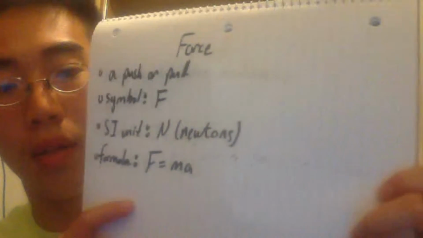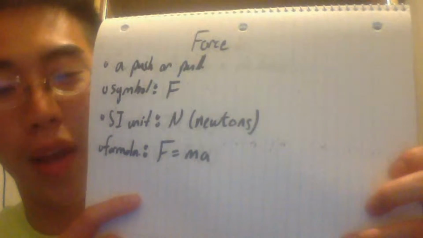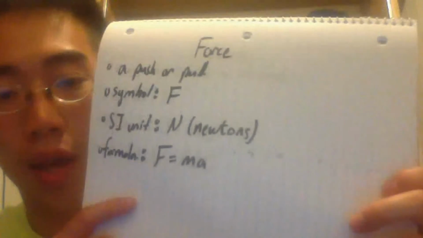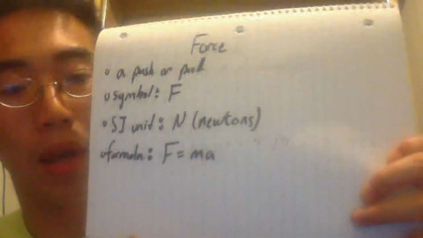And then we have force, which is defined as a push or a pull. The symbol is F. The SI unit is N, or newtons, and the formula is F equals ma, or force equals mass times acceleration.